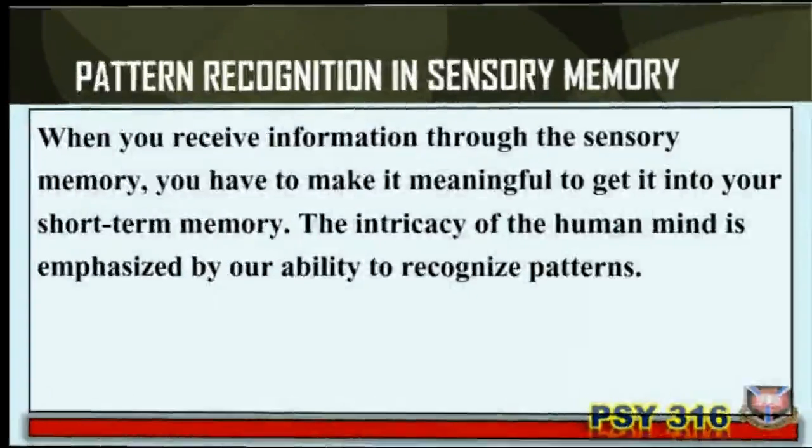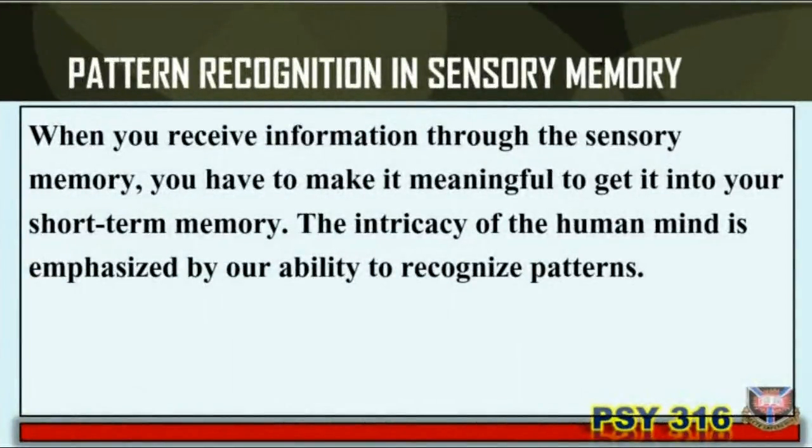Pattern recognition in sensory memory. When you receive information through the sensory memory, you have to make it meaningful to get it into your short-term memory. You do this through a complex process in which you match incoming sensory information with information you already have in long-term memory. If you have a name for a stimulus, you will mentally use that name. For example, suppose you see the number 7. You will immediately recognize this pattern, as you will if you see it written as VII, or 7. You will recognize any of these patterns in a variety of sizes, colors, typefaces, or handwriting.